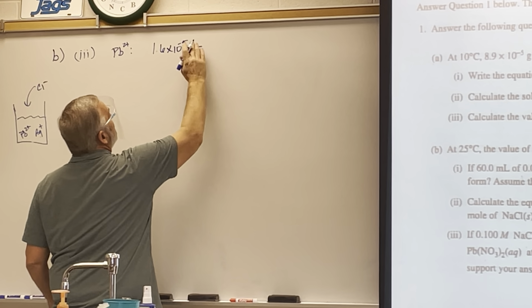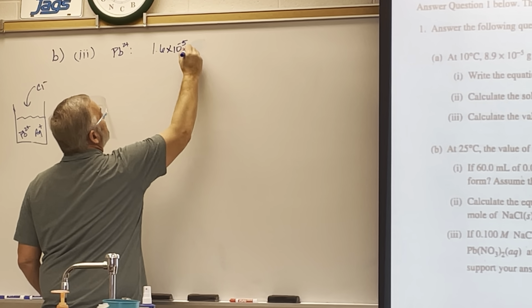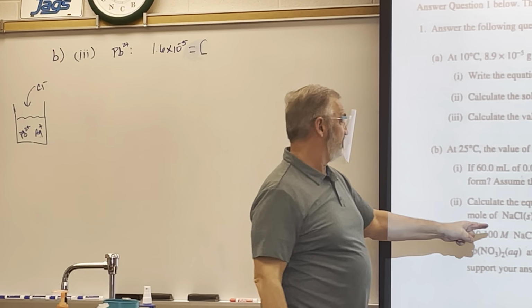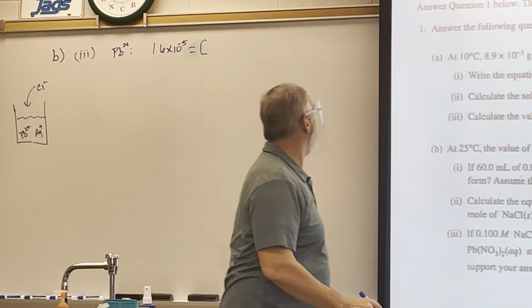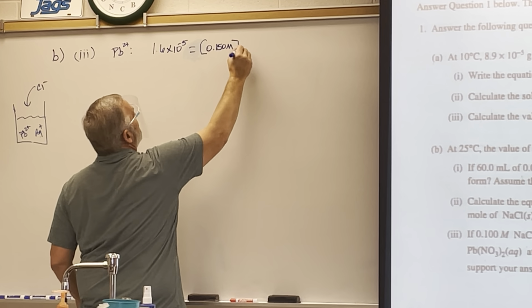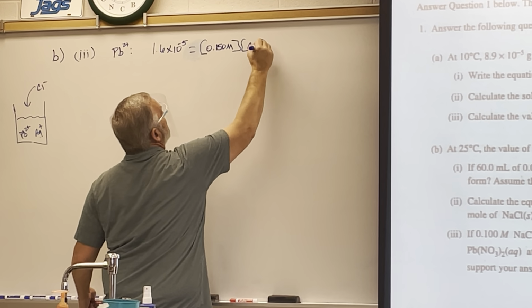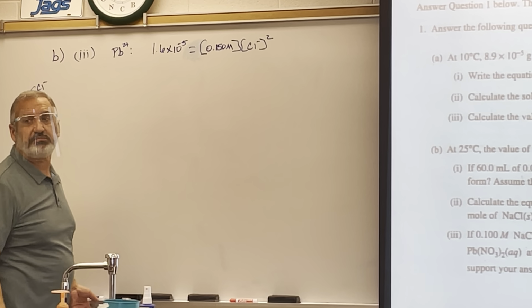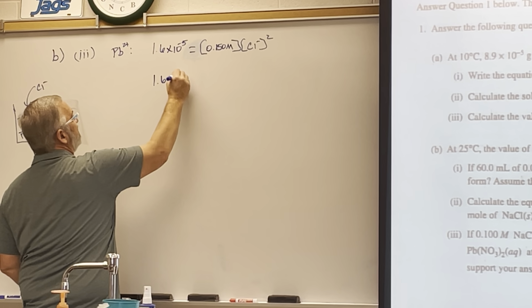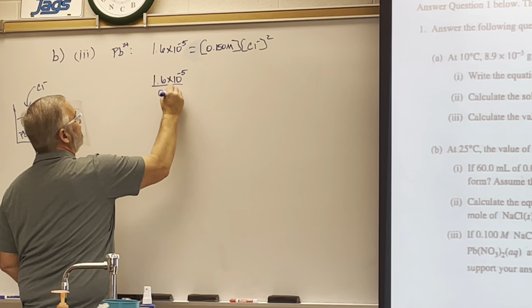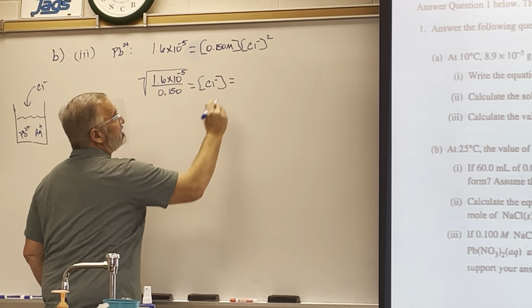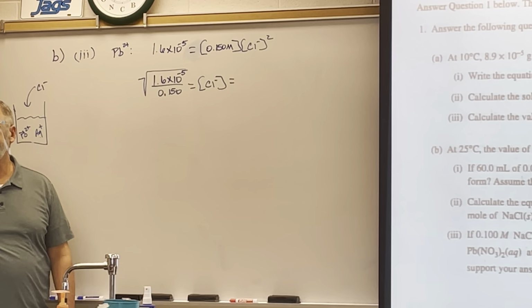Okay, it's not molar. Ksp is equal to the lead concentration, which it tells me the lead is 0.15, then times my Cl minus squared. So 1.6 times 10 to the minus 5 divided by 0.15, take the square root, is equal to Cl minus.